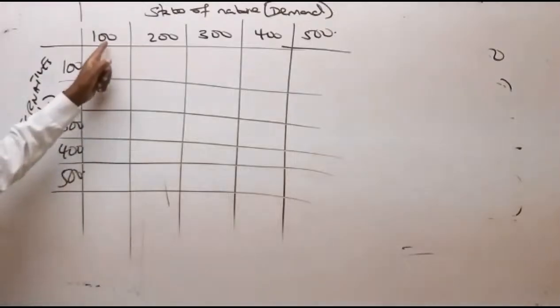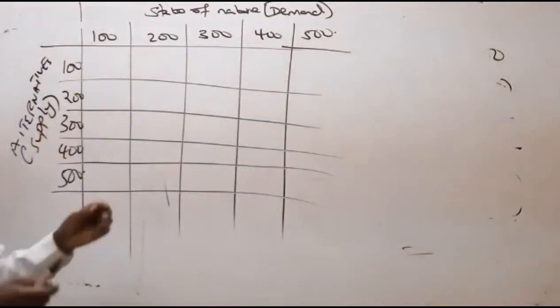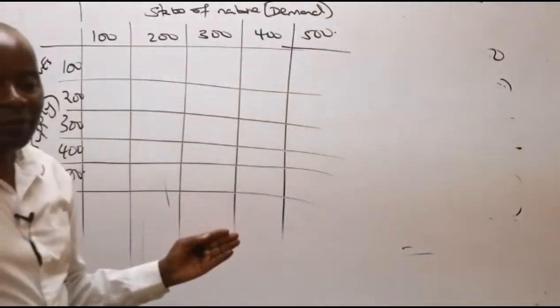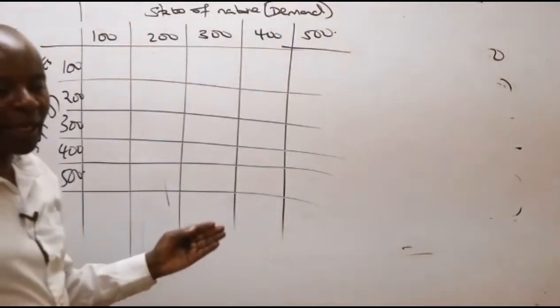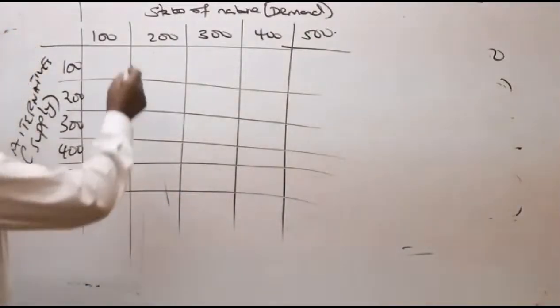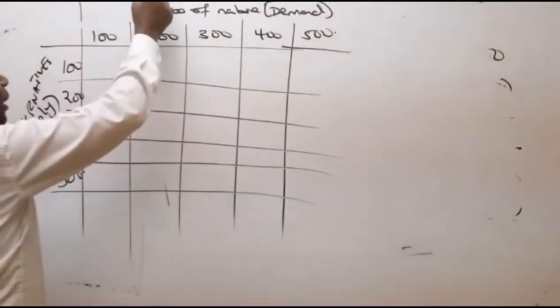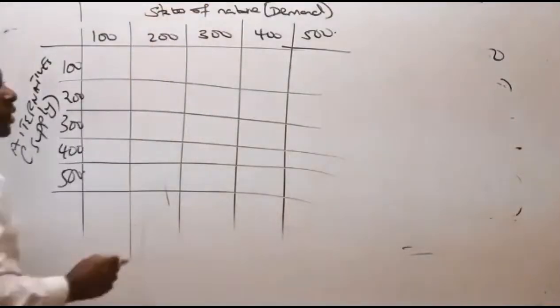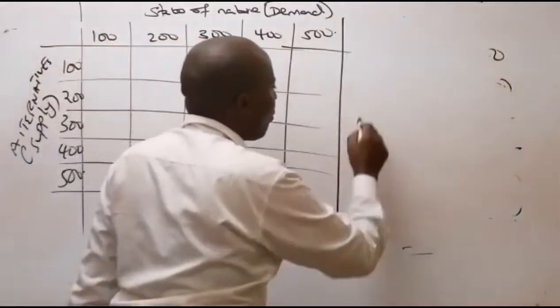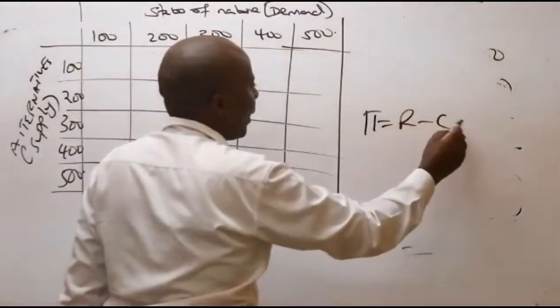And then how many of them have been demanded? The demand is 100. That is what we call perfect match. So for perfect match, we shall end up selling 100 crates. If we sell 100 crates, ladies and gentlemen, remember that our profit is revenue minus cost.